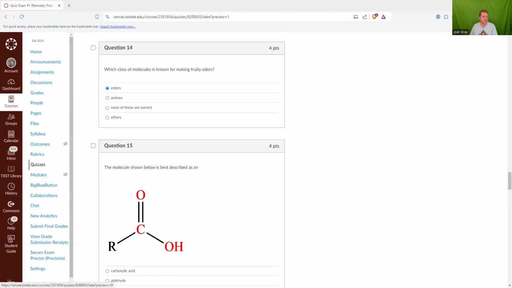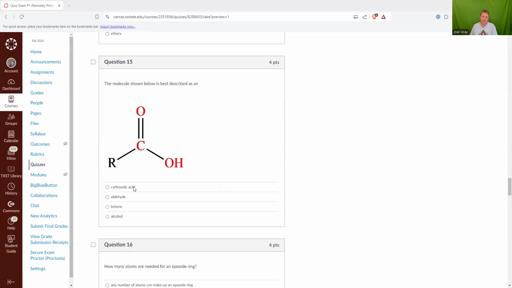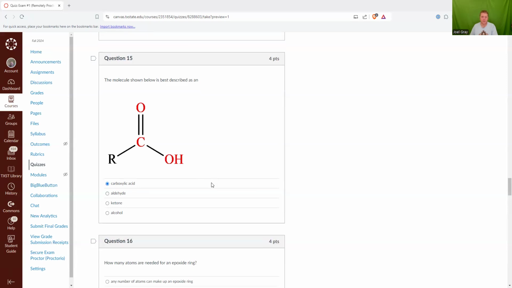Question number 15. The molecule shown below is best described as a carboxylic acid, an aldehyde, a ketone, or an alcohol. Okay, so these are all pretty attractive answers. That OH might make you think, it's an alcohol. The carbonyl carbon right here might make you think, well, it is an aldehyde or a ketone. But whenever we think about an aldehyde or a ketone, you need to have something other than OH next to that. It's only a carboxylic acid that gives you that OH next to it.